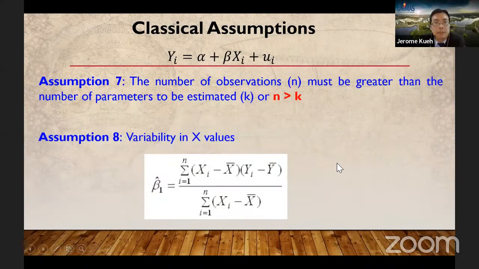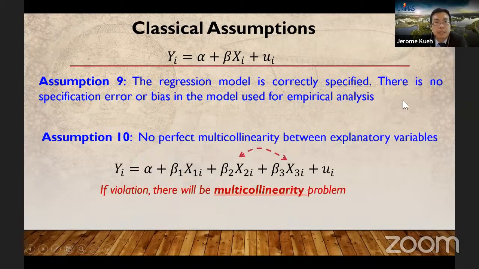And then assumption number 7, as usual, the number of observations must be greater than the number of parameters to be estimated, where n must be greater than k. Okay. And then assumption number 8 is about the x value. It has to have variability. It cannot be just one constant value for all the observations, because if it is constant, then we cannot calculate the estimators. So there has to be variability in the x value. Then assumption number 9, the model must be correctly specified.